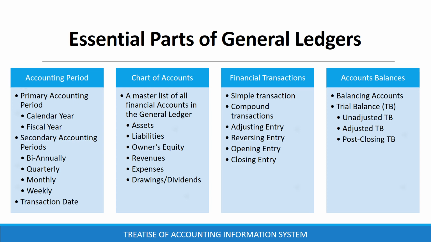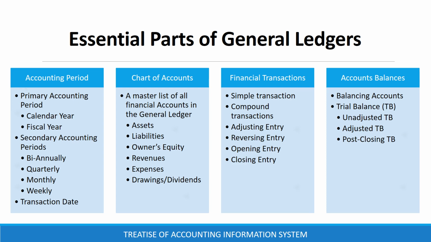A general ledger contains a master list of all financial accounts known as a chart of accounts. A chart of accounts is a summary list of all general ledger accounts that shows whether the account is an asset, a liability, equity, revenue, expense, or drawings.